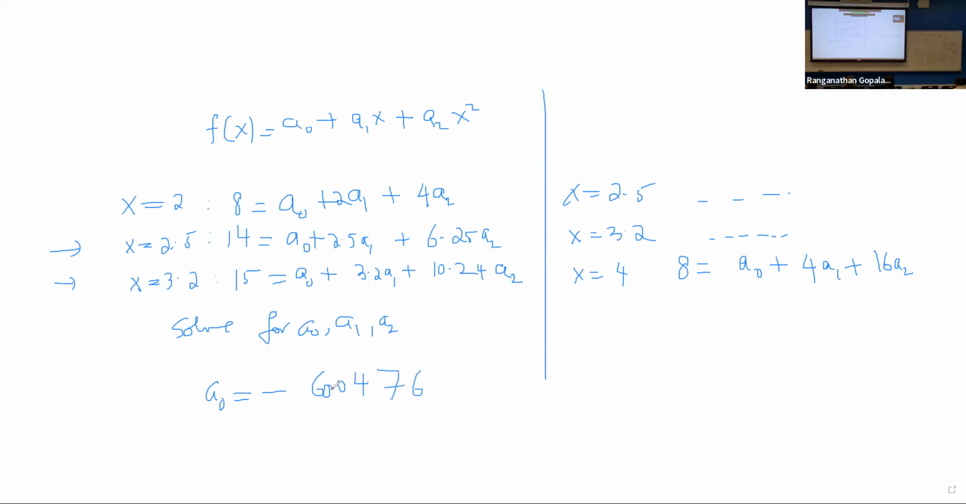Okay, 60.0476. And A1 is 51.6429. And A2 is negative 8.8095.